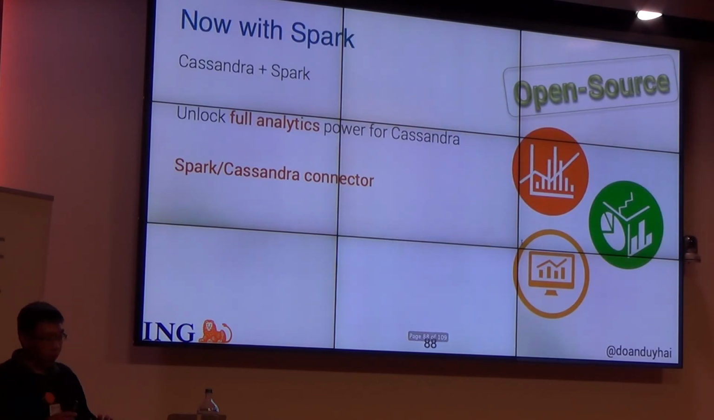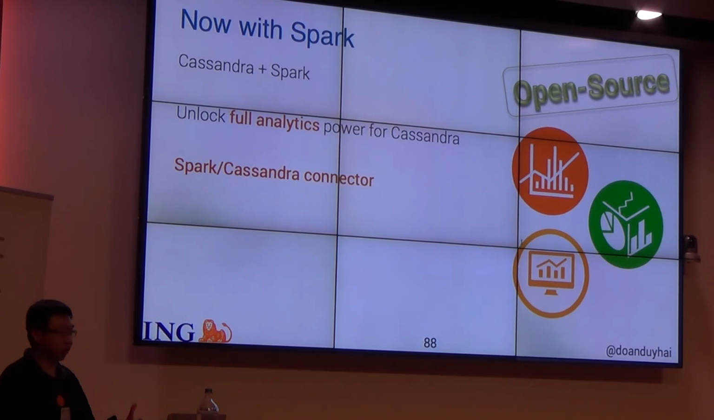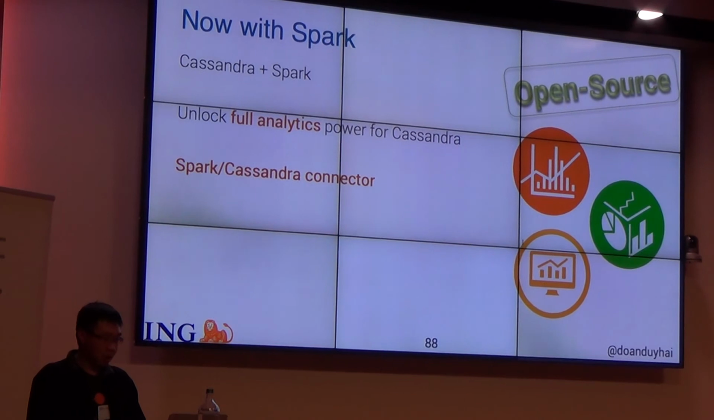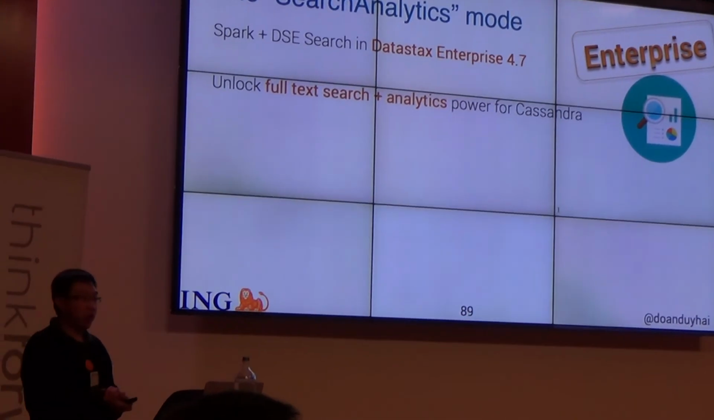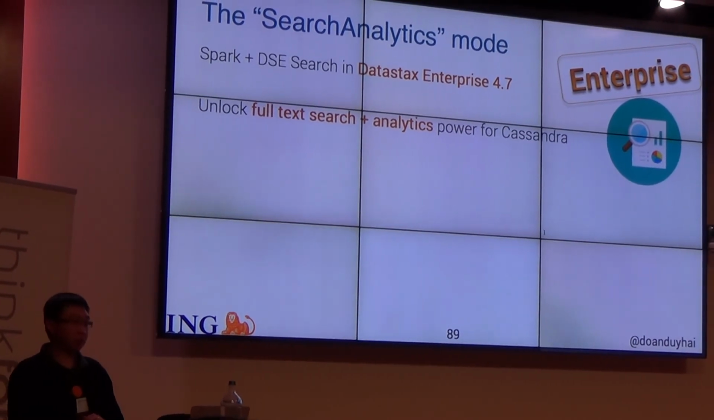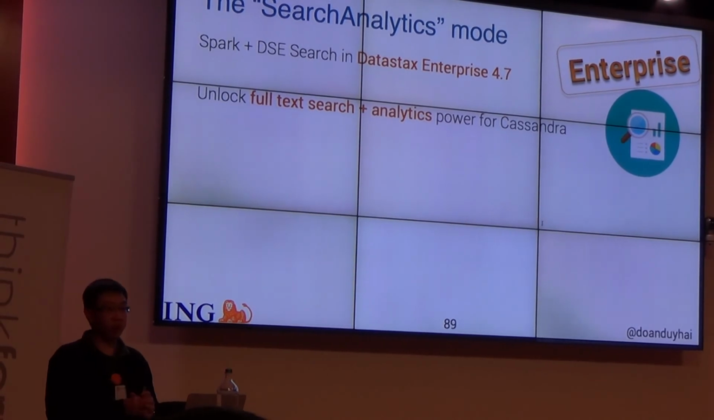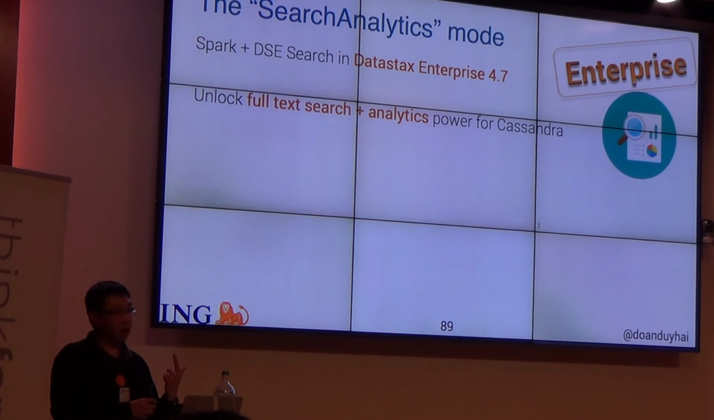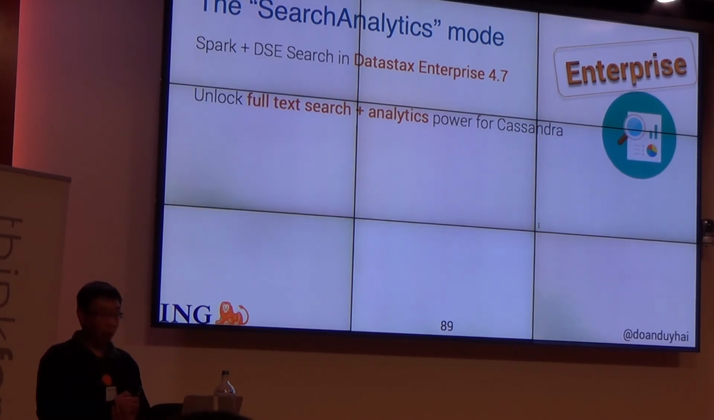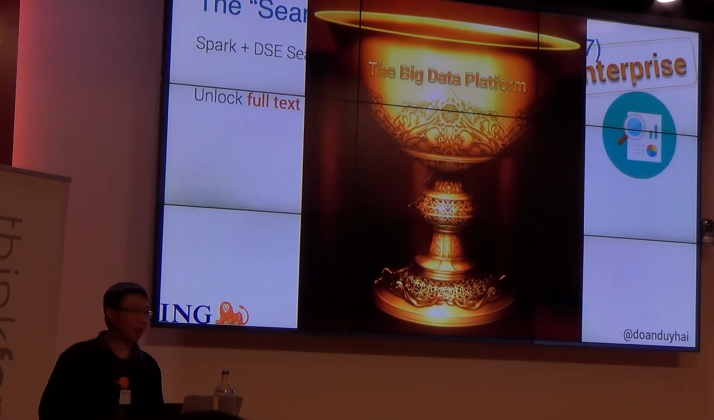Now, we have seen already open source Spark. With Spark you can do lots of interesting things. And now, with yesterday's release, DataStax Enterprise 4.7, we just combine the three technologies together: full text search with Cassandra and analytics with Spark. So it will give you what we call the big data platform.